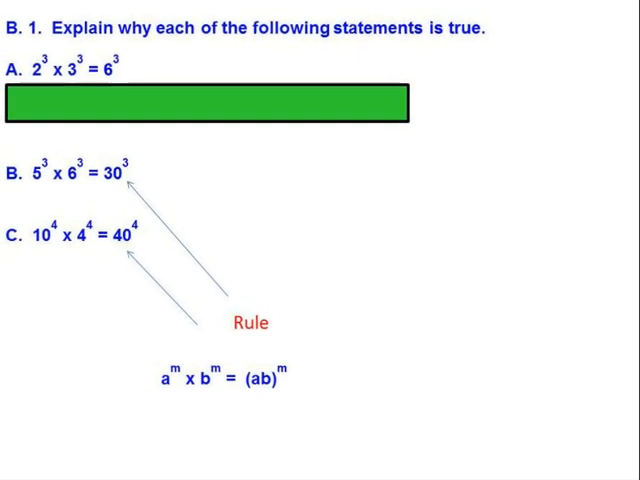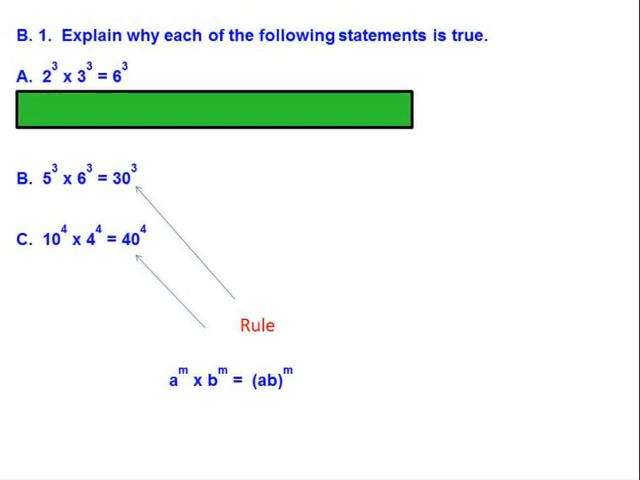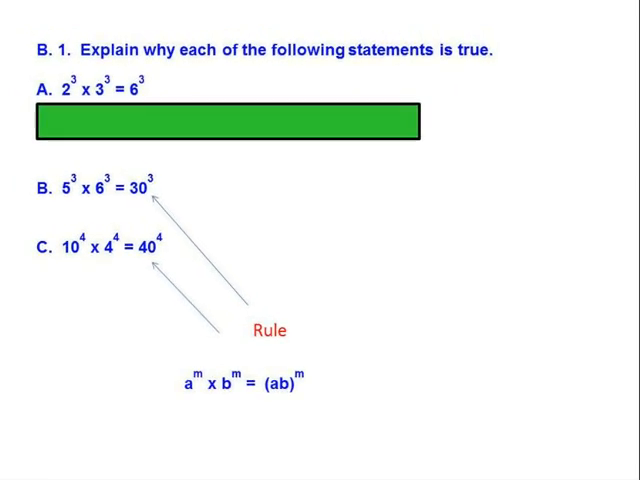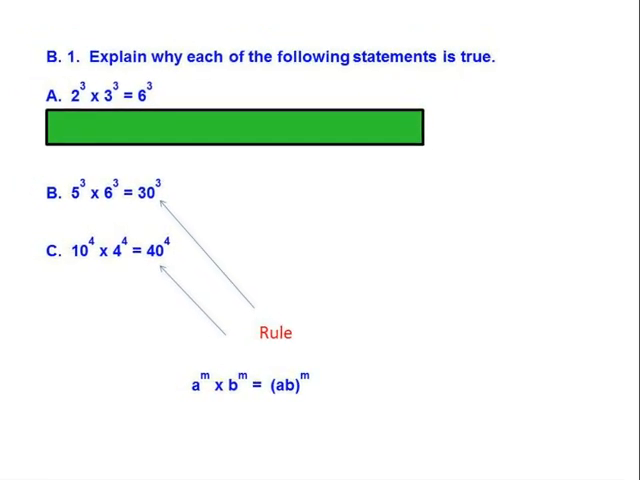As you can see in B, 5 times 6 is 30. Leave the exponent. 10 times 4 is 40. Leave the exponent as 4. And as you can see, the rule is written. We need to have that in our tree map.